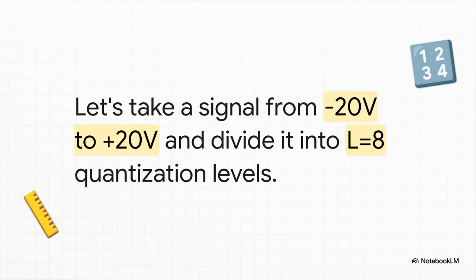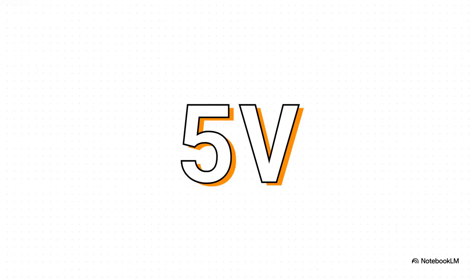Let's make this real. Imagine we've got a signal and its voltage bounces between negative 20 volts and positive 20 volts. To keep things simple for our system, we'll decide that we can only use 8 specific levels or buckets to describe that entire range. So how big is each of those buckets? Well, the total voltage range is 40 volts, right, from negative 20 to plus 20. We just divide that by our 8 levels and we get a zone width of 5 volts. So each of our predefined levels is exactly 5 volts tall.